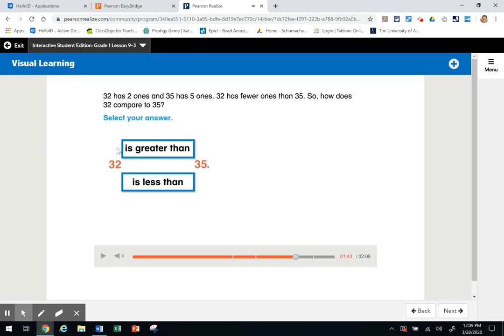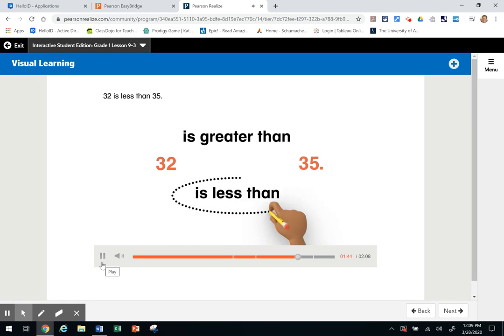So would you say 32 is greater than 35, which means that, remember, greater than is bigger? So 32 is bigger than 35, or 32 is less than 35. Remember, less than means smaller. So this would be 32 is less than, or smaller than, 35. So the answer is less than. 32 is less than 35.